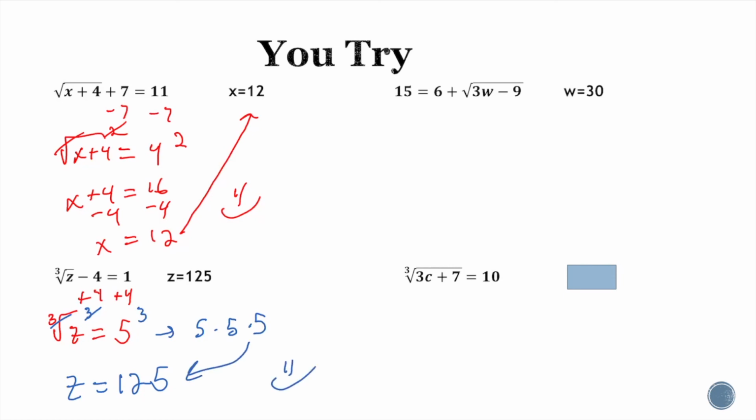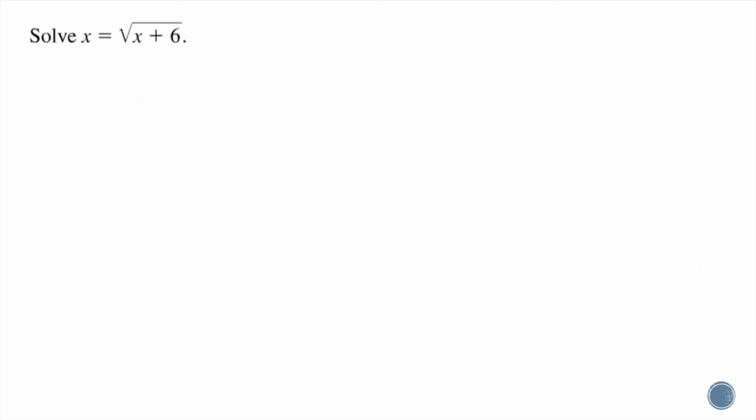Now I have the cube root of 3c plus 7 is equal to 10. And hopefully you got c is equal to 331. Again, this is the same process as the other 3. Okay, just a few more examples here.